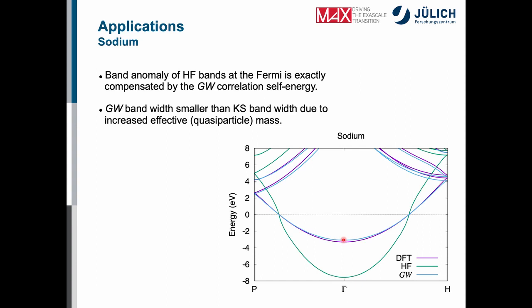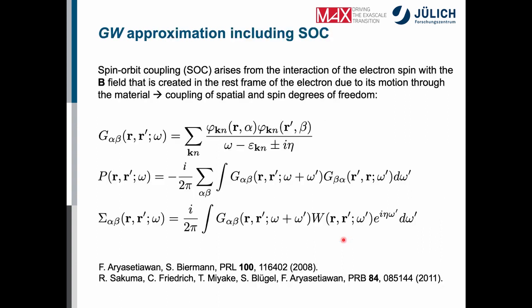About 10 years ago, we combined the GW approximation with spin orbit coupling, which is of importance for the treatment of heavy elements. The spin orbit coupling makes it possible that a propagating electron can spontaneously flip its spin, which leads to off-diagonal elements of the Green function in spin space. Likewise, the self-energy acquires off-diagonal elements, which lead to a many-body renormalization of the spin-orbit coupling itself.